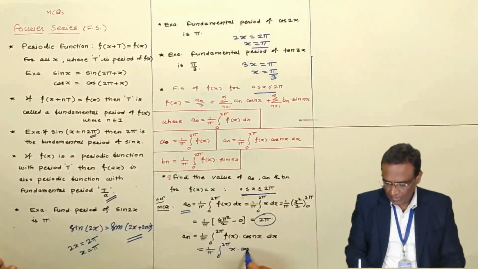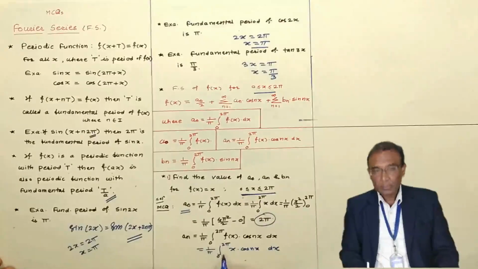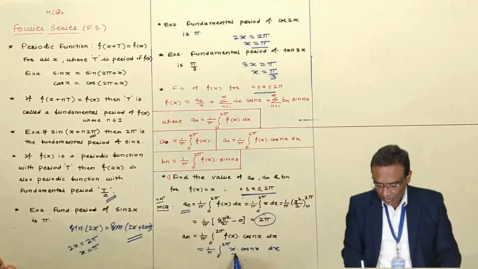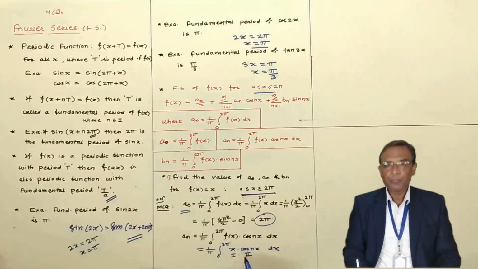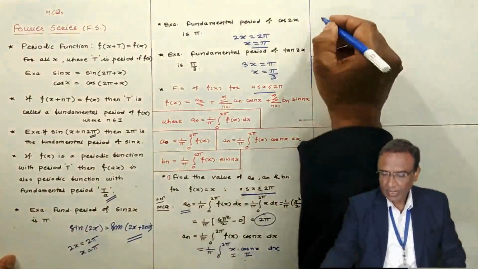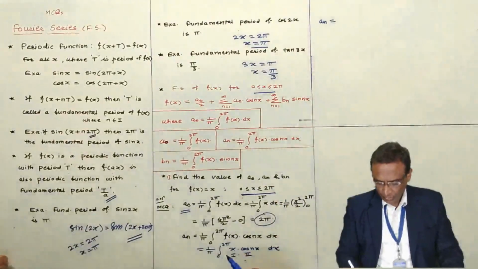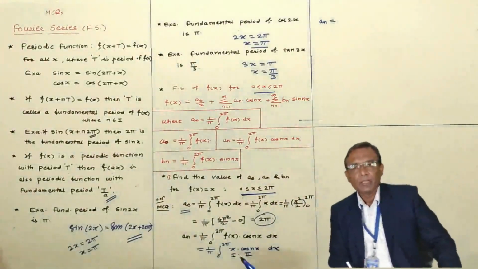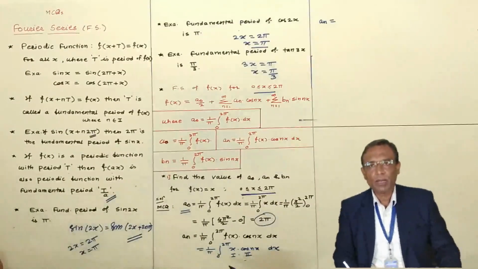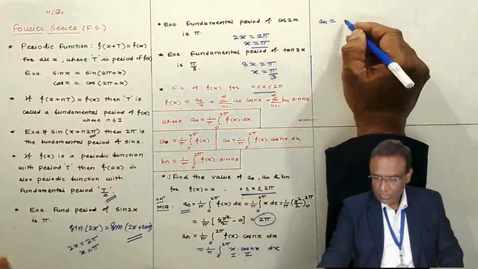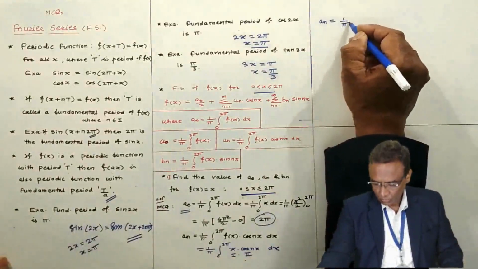f of x is x, so x cos of nx dx. Now here, this integral we are going to evaluate using integration by parts. This is the first function, this is the second function, and the generalized integration by parts I am going to use. If in the product one of the functions is an algebraic function of the type x to the power n, where n is a positive integer, in that case generalized integration by parts is more convenient.